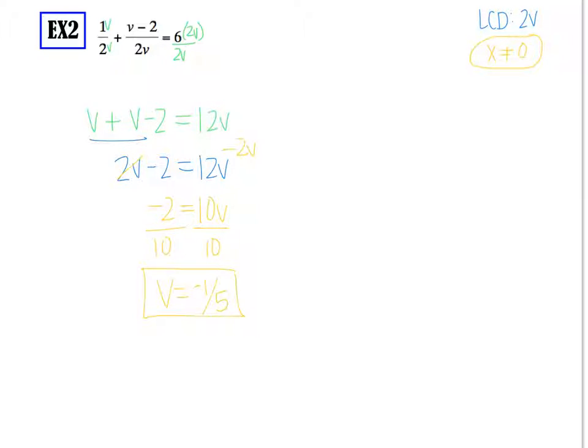So that's my solution. And are there any restrictions? The only value that x cannot be is 0, and so I didn't get that. So my answer is v equals negative 1/5. So go ahead and write down any steps or parts of this that you did not understand, and we'll talk about it tomorrow.